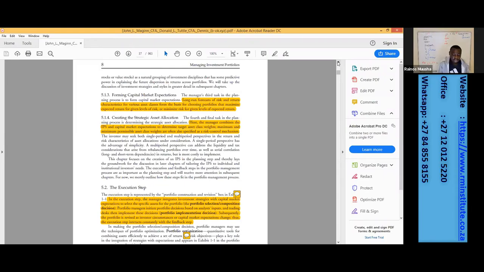Which means when it comes to forming capital market expectations, you want to ensure that you understand the relationship between risk and return. Ideally, you are looking to invest in those portfolios which are found on the efficient frontier, because those portfolios are able to maximize return for a given level of risk or minimize risk for a given level of return.